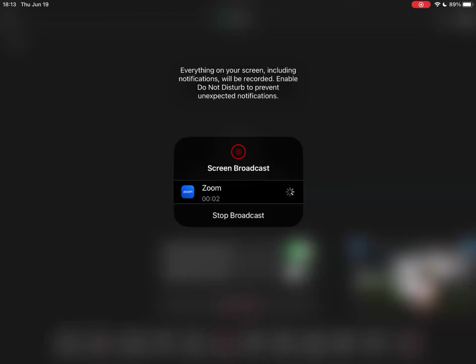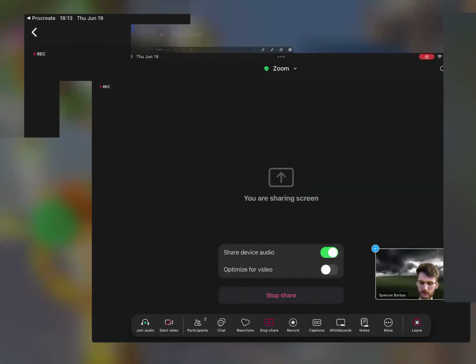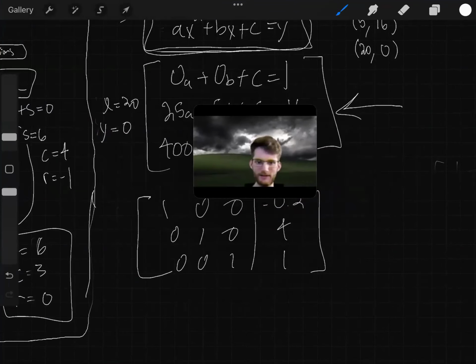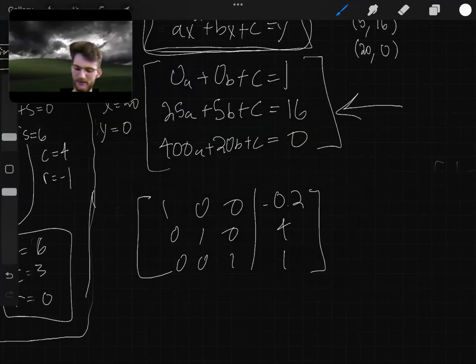You can also do this in Octave Online, MATLAB, Wolfram Alpha, other coding languages, but they all should do the exact same thing. All right, I'm sharing my screen again, and now you should be able to see my face. Here I am. And I have the augmented matrix here. And this shows that A is equal to negative 0.2, B equals 4, and C equals 1.